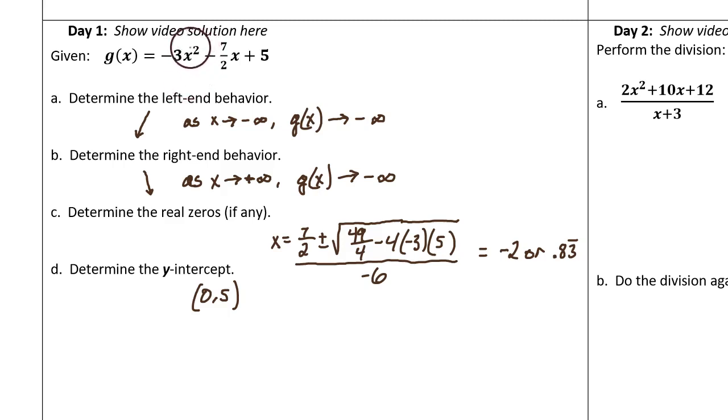First, we need to know the highest power. This goes to the second power. This is going to be a quadratic equation. The graph is a parabola. Next, we look at the leading coefficient. The leading coefficient is a negative number, so it's an upside down parabola.